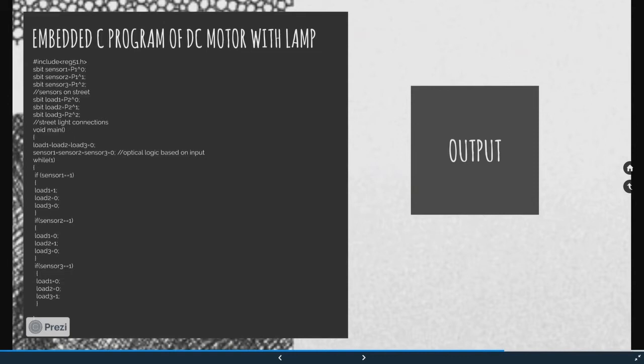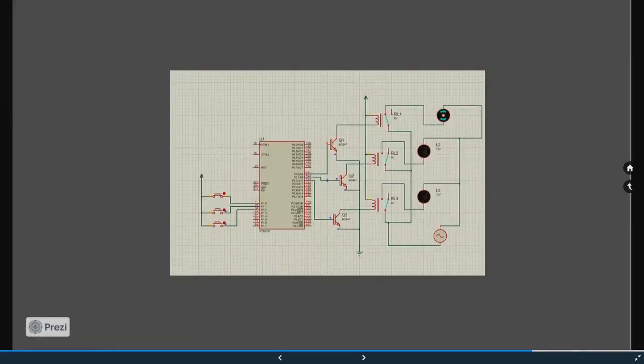Next, opening the void main, I have considered all the loads to be equal to 0 and all the sensing elements to be equal to 0. While this condition is true, I have opened an infinite loop. If one of the sensors is activated, then the corresponding load is activated, that means it is in a high condition or in the on state. If sensor 1 is high, then load 1 corresponding to it will also be high. Similarly for sensor 2 or button 2, and sensor 3 or button 3.